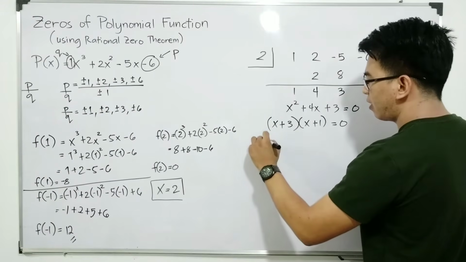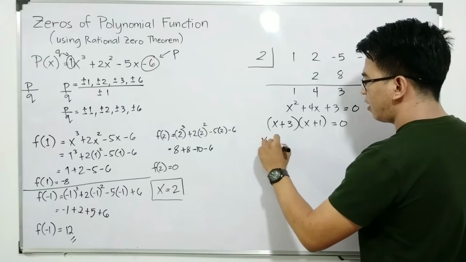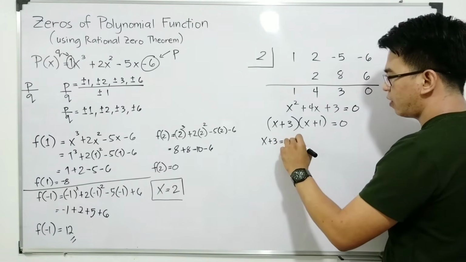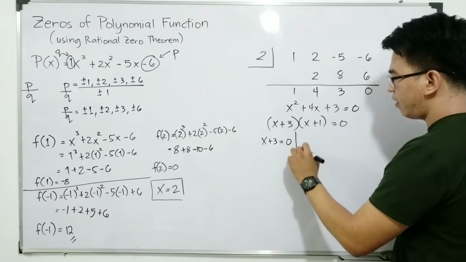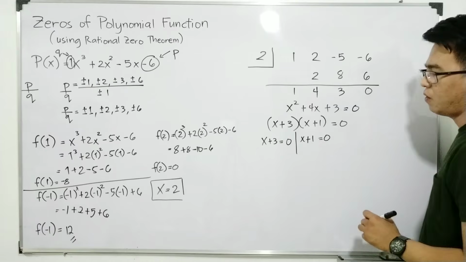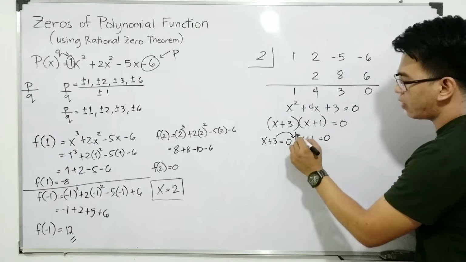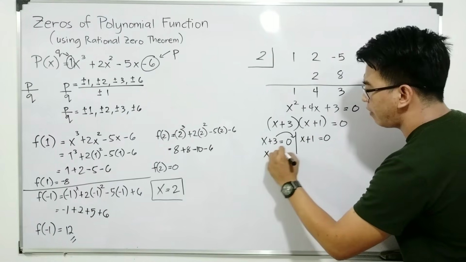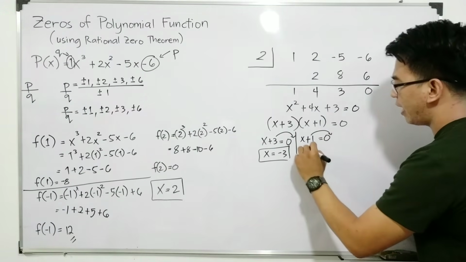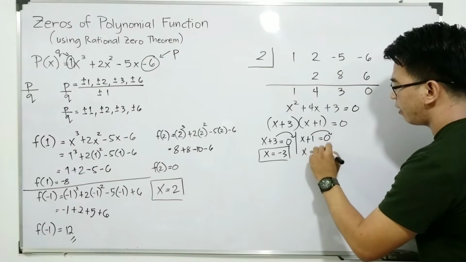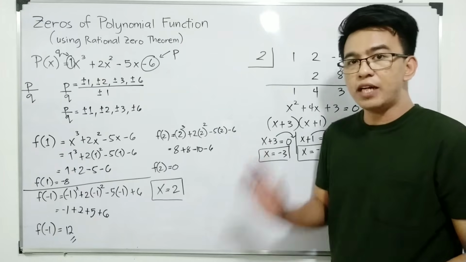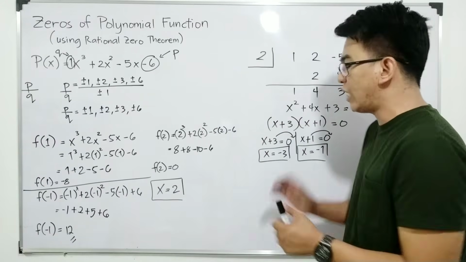We have x plus 3 is equal to 0, and the other is x plus 1 is equal to 0. Dito, transpose natin sa kabila ito, it will give us x is equal to negative 3. And then, transpose sa kabila, we have x is equal to negative 1. And as you can see, meron na tayo ngayon tatlong zeros of the function. Ito na yung mismo sagot natin.